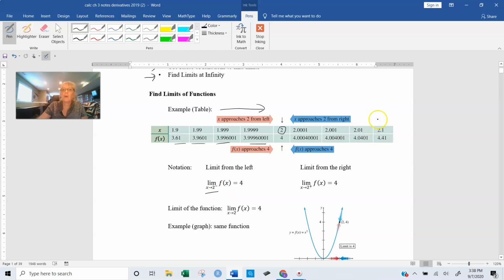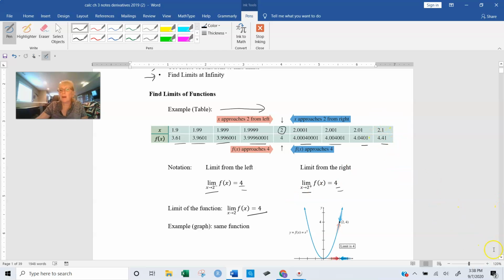And over here, it's from the right. So we go 2.1, 2.01, 2.001. So we're getting closer and closer to just 2. All right, if you look, this in here gets closer and closer to just 4. So the limit from the right, which is written with a plus sign, is 4. Since these two limits are the same, the limit of the function at 2 is 4. It actually doesn't matter what the value at 2 is.